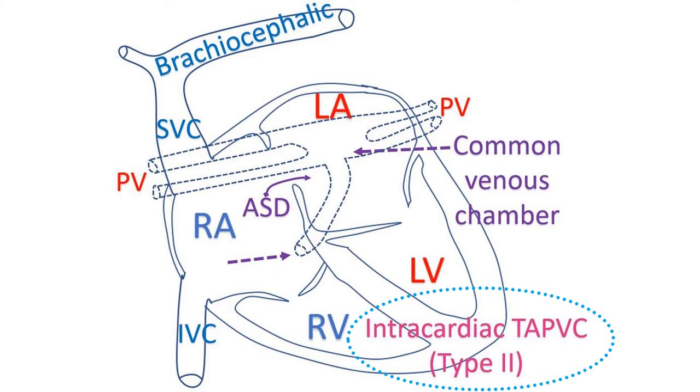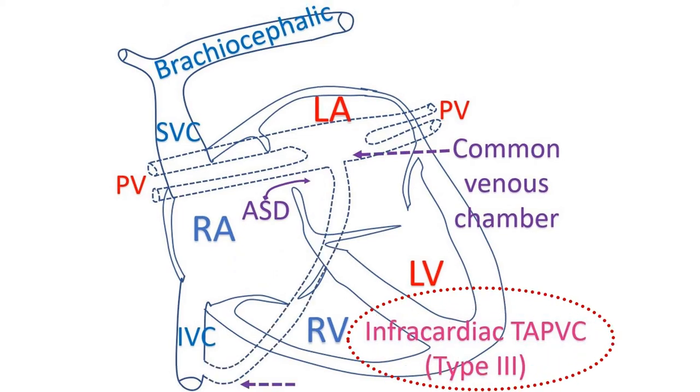Intracardiac variety drains into coronary sinus, the vein returning blood from the heart into the right atrium. Intracardiac means within the heart, as all pulmonary veins are draining directly to the vein of the heart itself and not outside the heart as in other varieties.